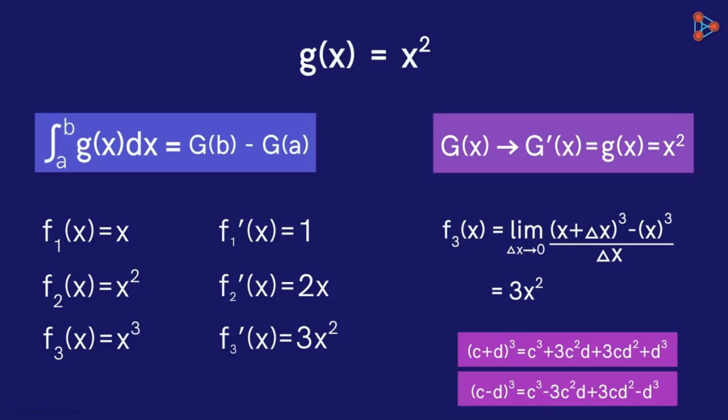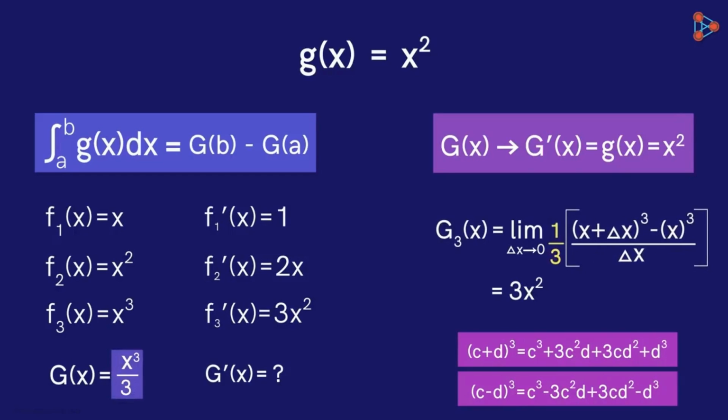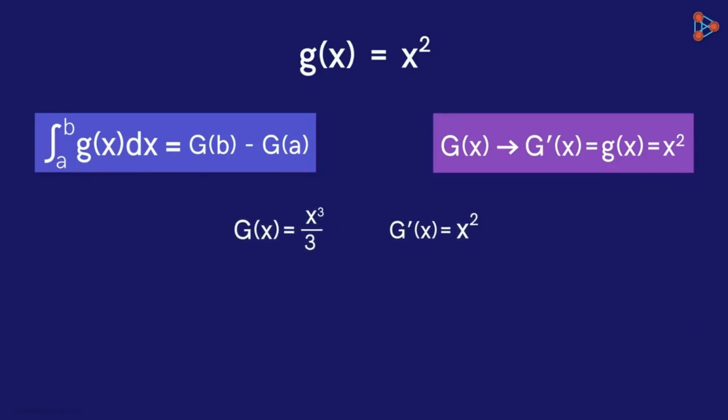Okay, so what if we consider the function capital G of x equal to x cubed over 3? What will be its derivative? Now for this function, this average rate will get multiplied by 1 over 3. So we will get the derivative to be equal to x squared. So we get the function capital G of x to be equal to x cubed over 3. Now to find the value of the integral, we just have to find this difference.